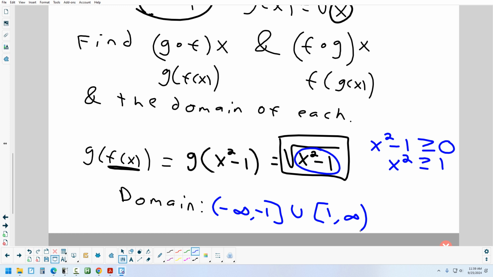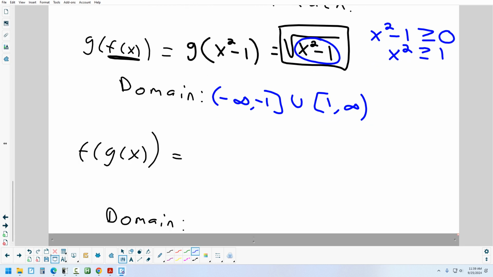So in other words, just don't pick a number between -1 and 1. Like don't pick 0.5. If you plug in 0.5 here, you're going to have the square root of a negative. Okay, and that's it. That's my domain. A little tricky because you got that x squared there. That's why it broke into 2 pieces.